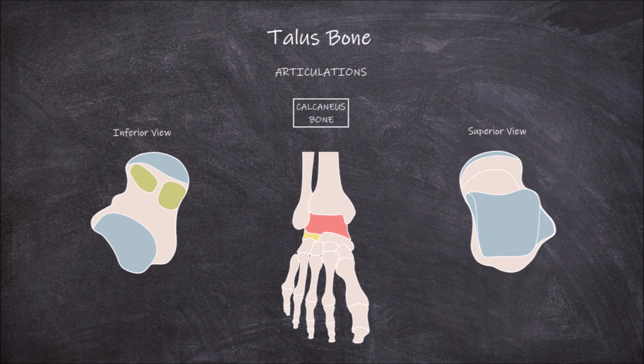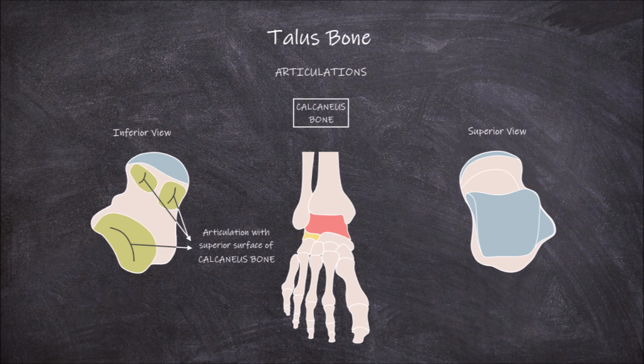The facets on the plantar surface of the head region of the talus bone articulate with the facets on the superior surface of the calcaneus bone. In addition, the facet on the plantar surface of the body of the talus bone articulates with the facet on the posterior of the superior surface of the calcaneus bone.